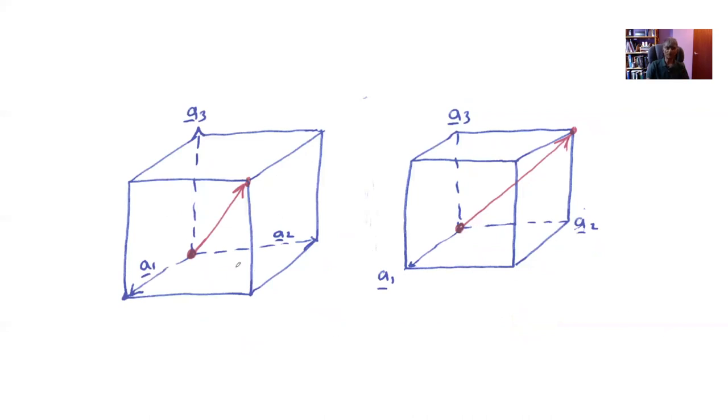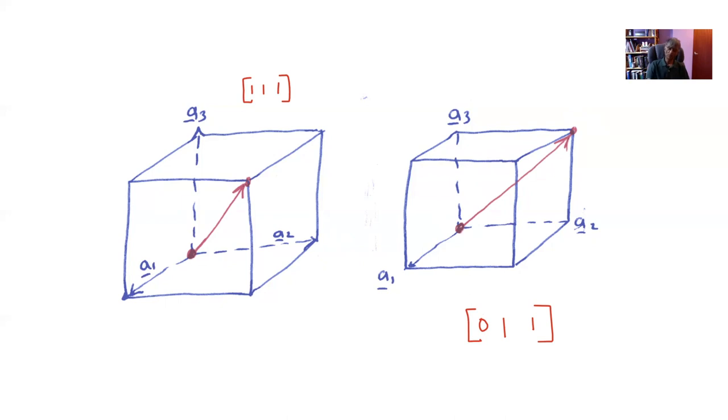Similarly, in three dimensions, there's no real difference. The red vector there has components 1 along each of the basis vectors, so we write it as [1, 1, 1]. And this particular vector has no component along A1, but a component 1 along A2 and 1 along A3, so we write it as [0, 1, 1]. So specifying the indices of a direction is very easy.